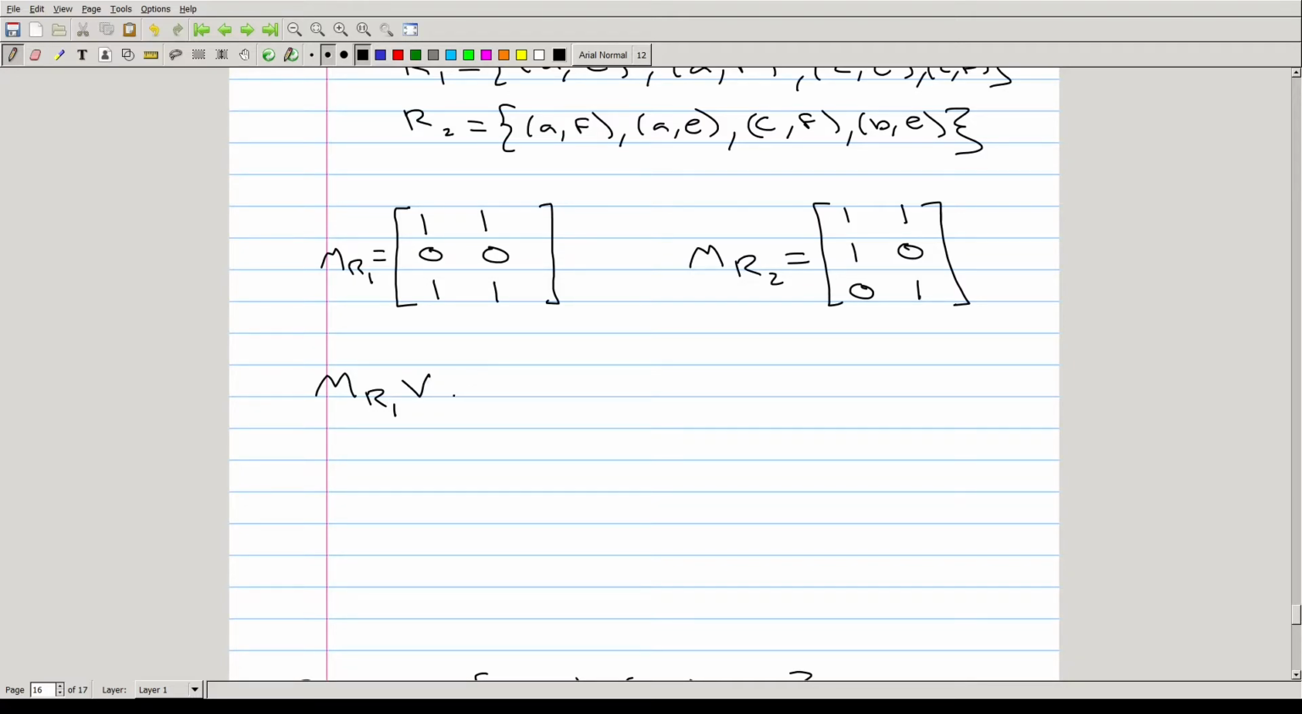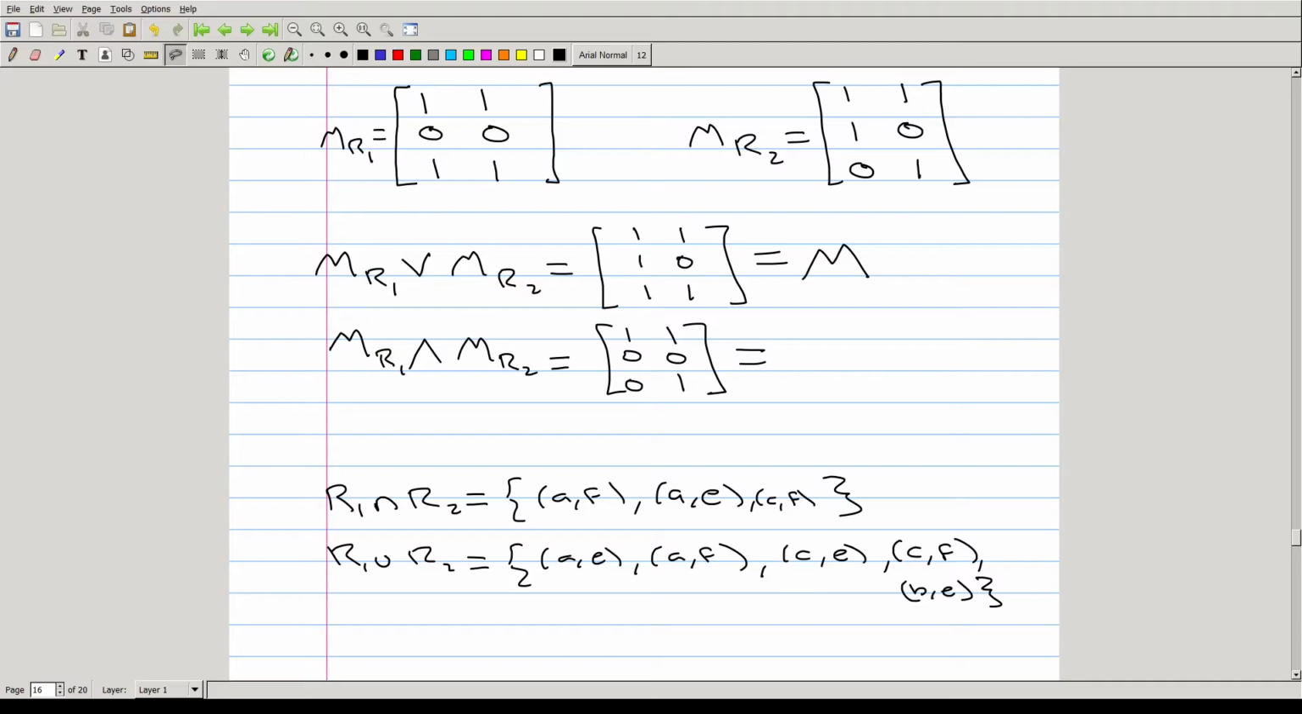MR1 join MR2 is the OR operation. The bitwise OR should be 1 1 1 0 1 1, and the meet operation, the bitwise AND, is going to be 1 1 1 and 1 1 and 1 0 and 1 0 0 and 0 0 1 and 0, which is 0 and 1 and 1.